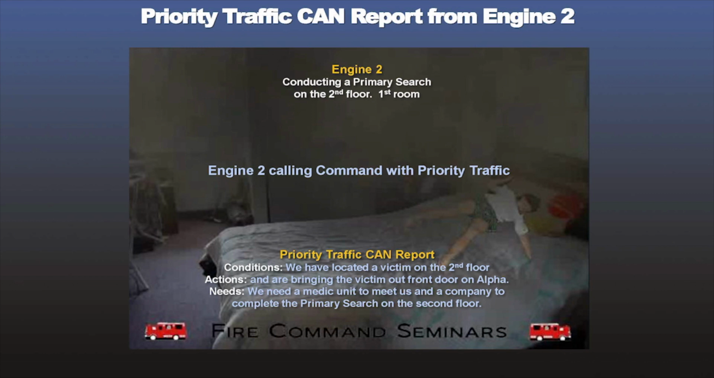second floor. Engine 2 calling command with priority traffic. Engine 2, go ahead with your priority traffic. We've located a victim on the second floor. We're bringing the victim out the front door on Alpha. We need a medic unit to meet us and a company to complete the primary search on the second floor. Command received, Engine 2. You've located a victim and bringing him out the front door on Alpha. We've got a medic unit standing by and we'll be sending Engine 3 to finish the primary search of the second floor.